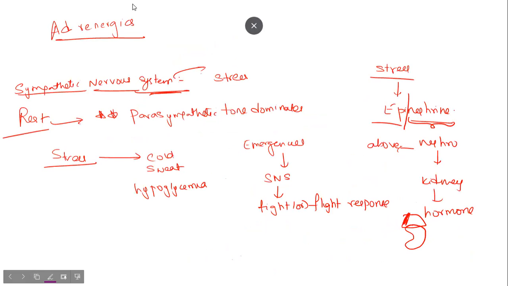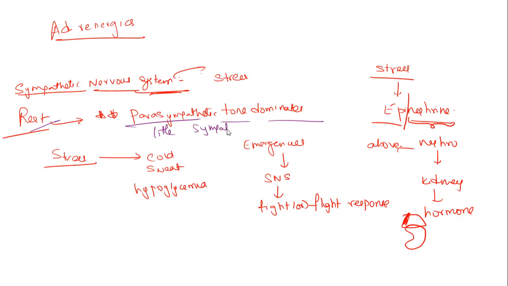Okay, now coming to the sympathetic nervous system. Whenever there is stress, we know that the sympathetic nervous system plays a role. During rest, parasympathetic tone dominates, but it doesn't mean that there is no sympathetic tone. There is very little sympathetic tone present. During stress, you can see that you feel cold, you have sweat, and there's hypoglycemia. During emergencies, the sympathetic nervous system is activated and we will have a fight or flight response.